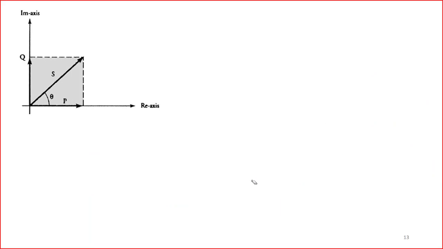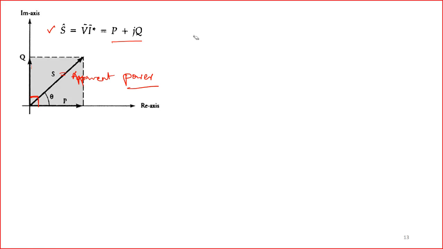Now if we look at the power diagram, the real power obviously lies on the real axis because it is the active power, and the reactive power will be 90 degrees leading the real power, and S is your apparent power. When S is defined numerically, the equation is S = VI*, which is nothing but P + jQ, right?